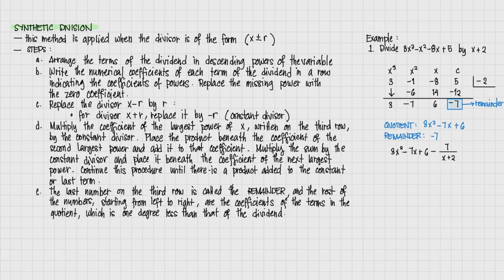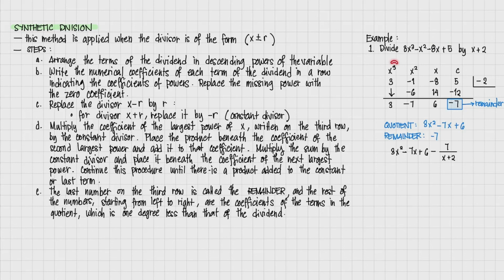Okay? Step D, we're going to multiply the coefficient of the largest power of x written on the third row, yung coefficient of the largest power, by the constant divisor. And then, we're going to place the product beneath the coefficient of the second largest power and add it to the coefficient. Tapos, magpa-pattern lang yan. By the way, itong row na to, galing lang siya dito. So, ang ating numerical coefficients, you have 3, you have negative 1, you have negative 8, tapos you have your constant of positive 5.